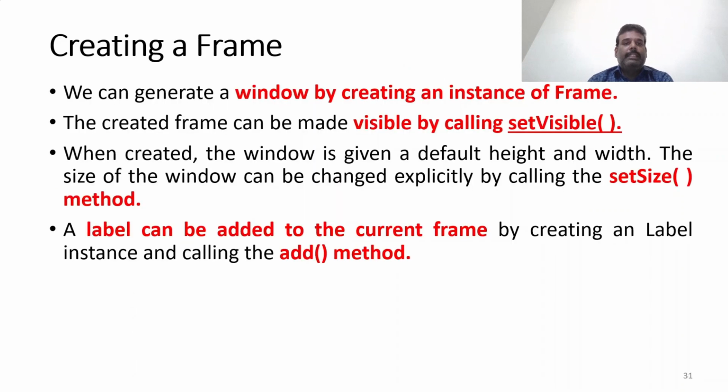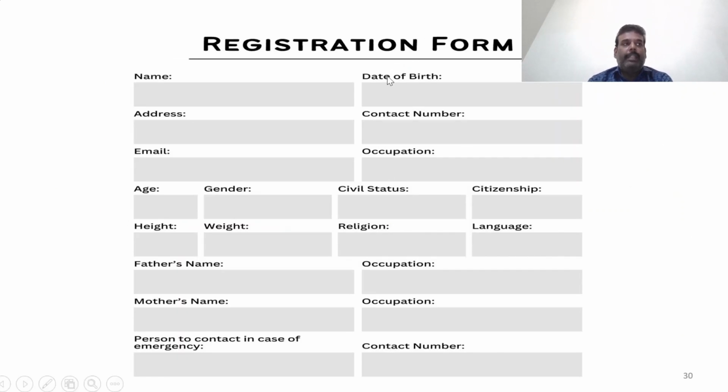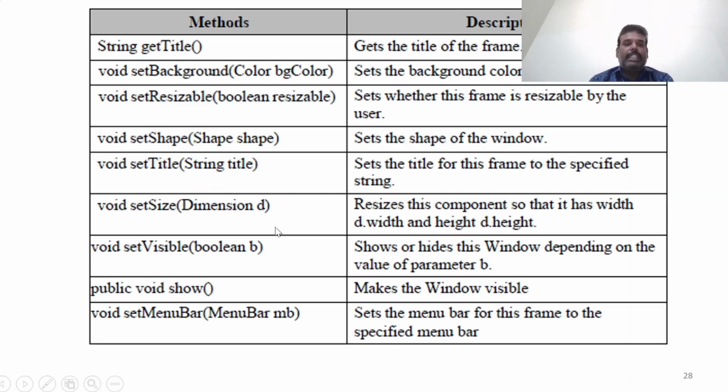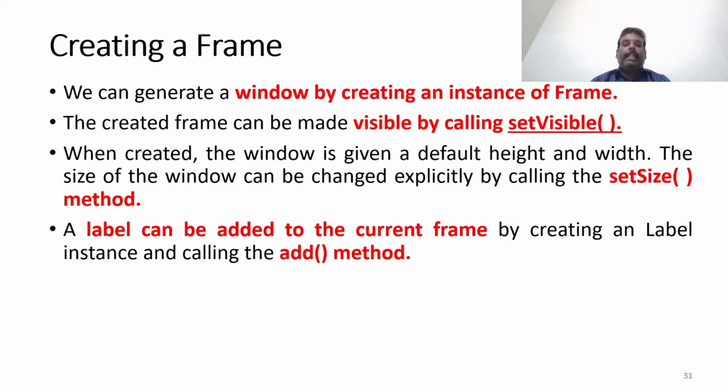So imagine that this is the registration form I'm going to design. For this, I'm going to use some AWT packages. So name, date of birth, address, contact number, email, occupation, age, gender, civil status, citizenship, height, weight, relation, language, father's name, mother's name, occupation, and in case of emergency, who you need to contact. So these are the shapes which are going to create interactive web pages.